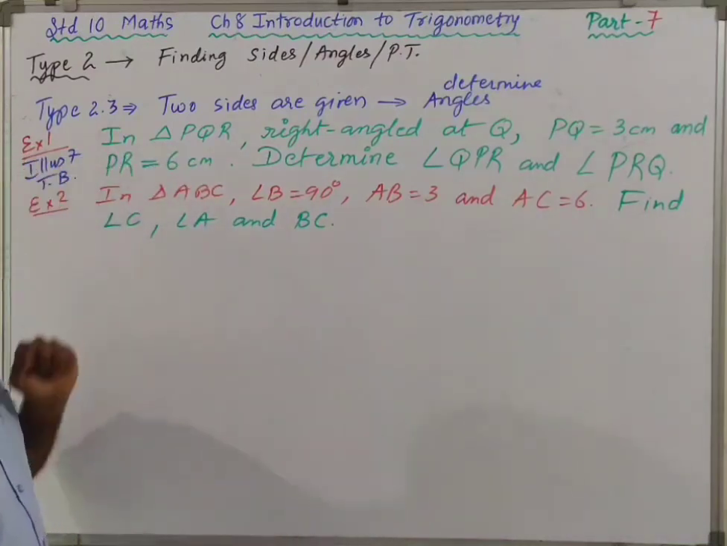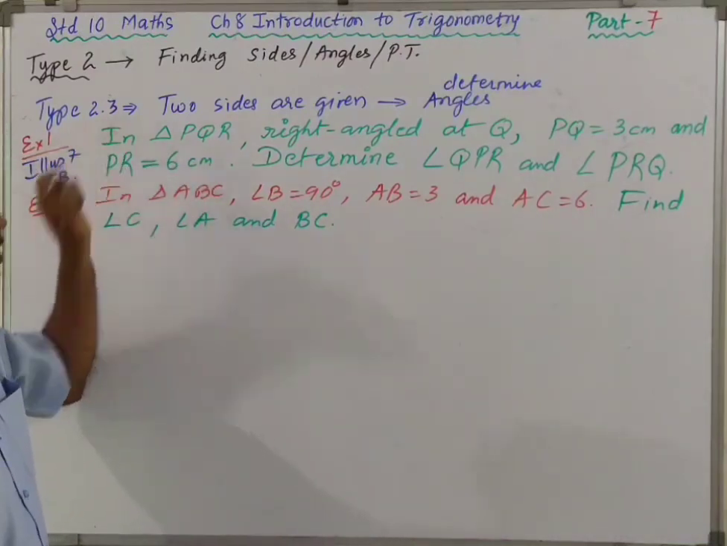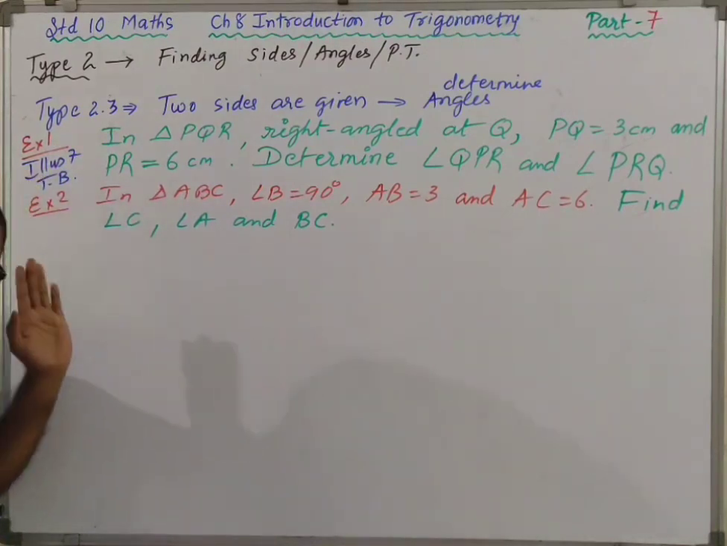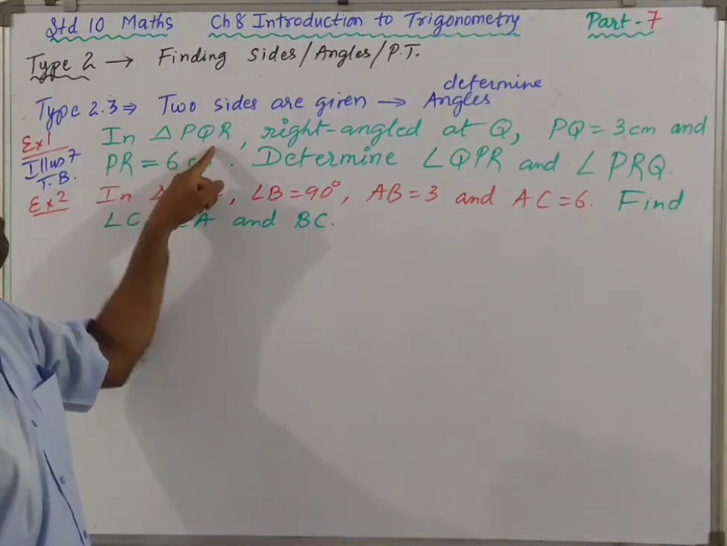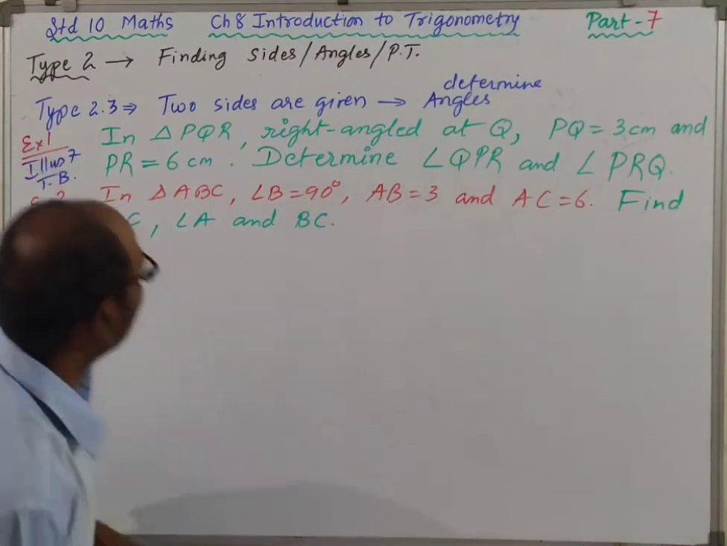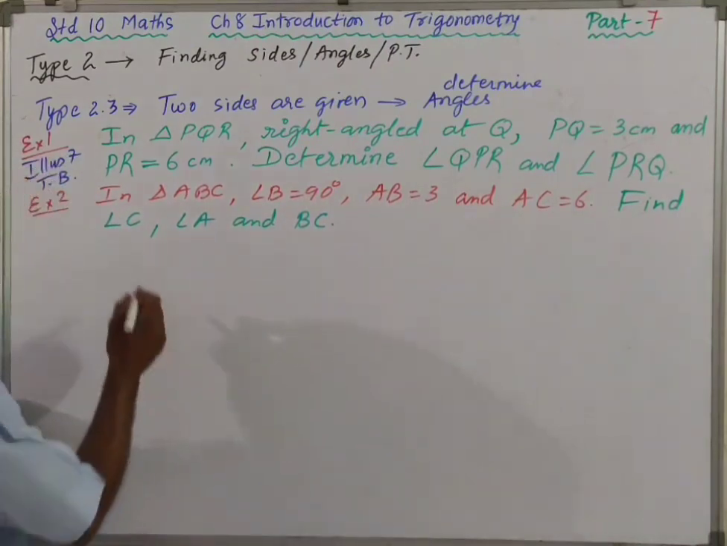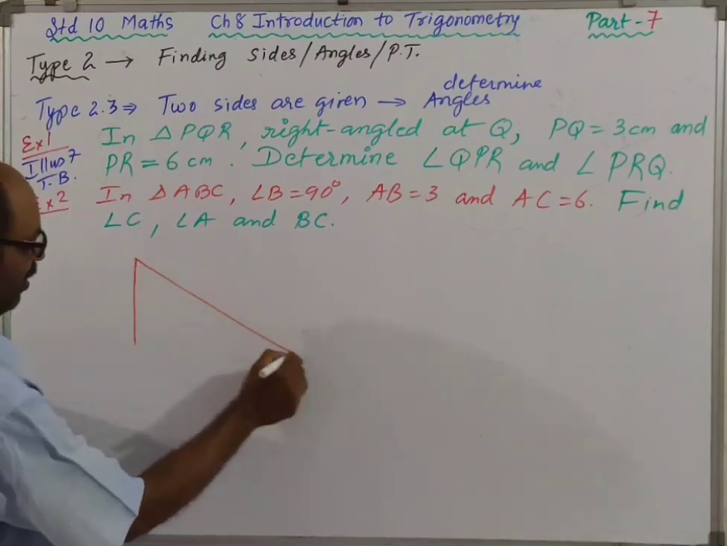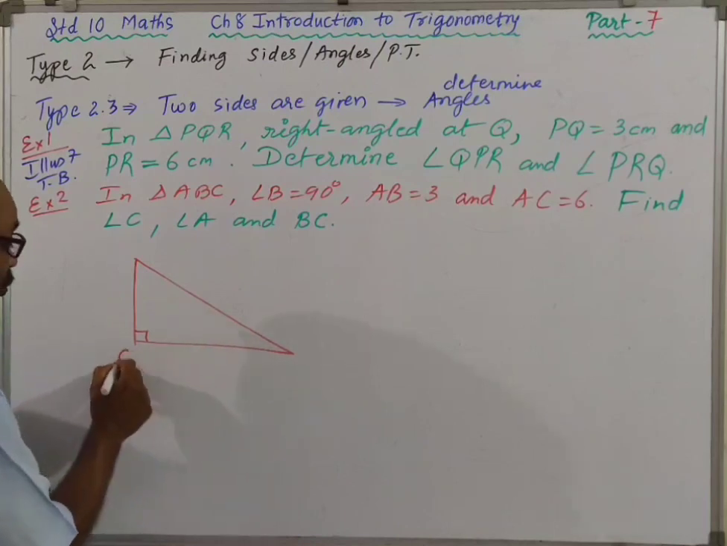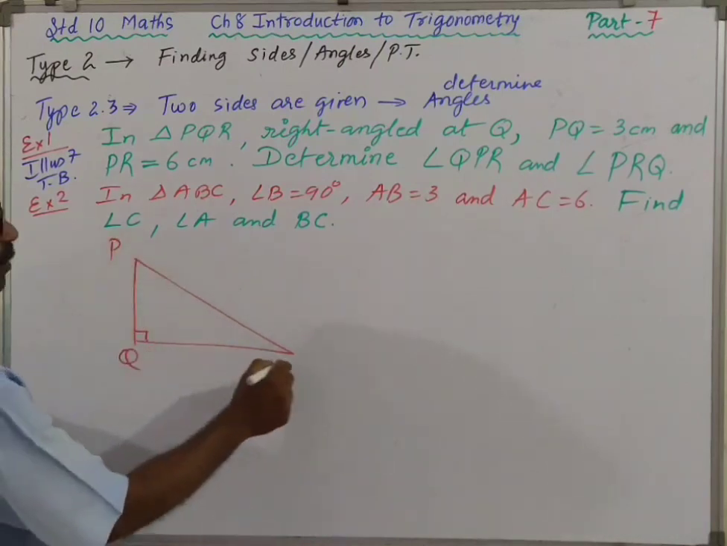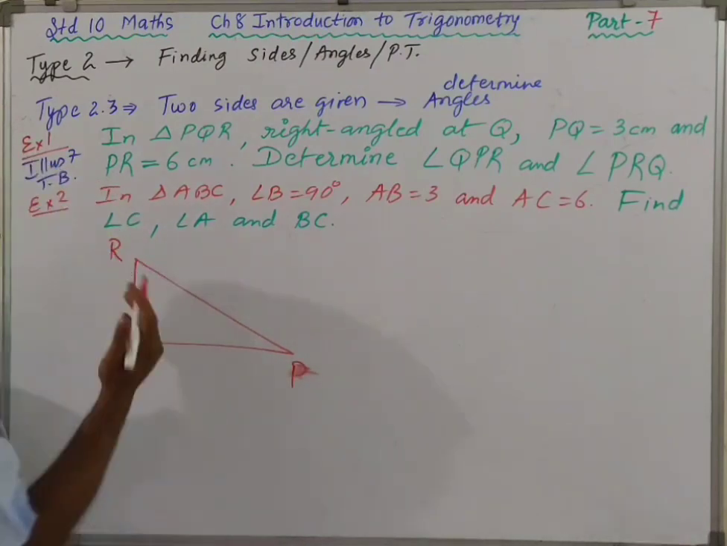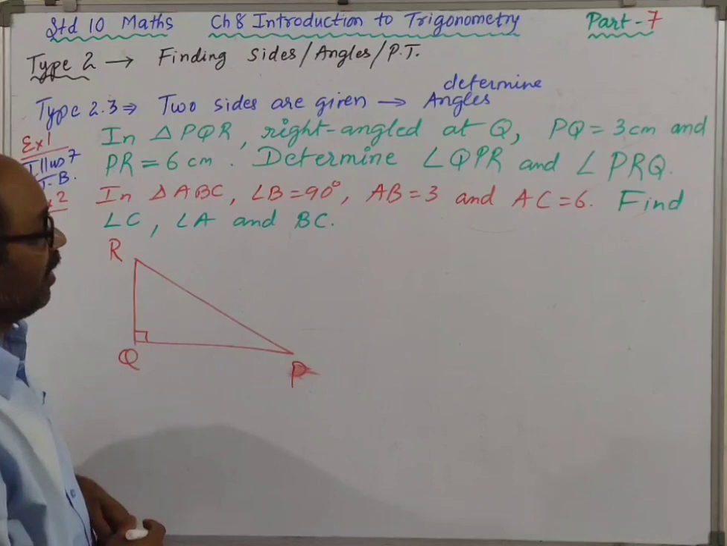Let's see example 1 of type 2.3. Yes, it is from your textbook, illustration 7. Let's see the statement. In triangle PQR, right angled at Q, obviously it's a right triangle, right? Right angled at Q. Q is the right angle. So you may say this is P and this is R. If you want to say this P and this R, no problem.